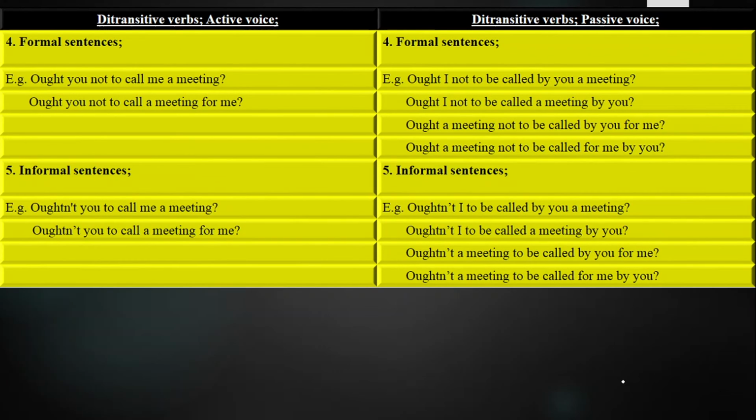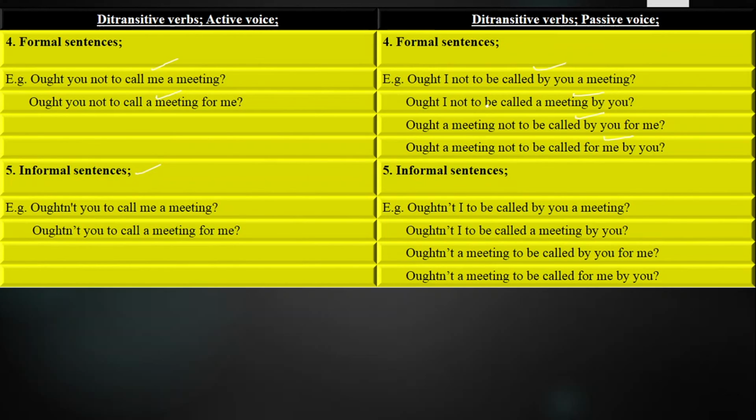Next we have the formal sentences. Those sentences in which we ask a question, deny the statement, and we ask them in a formal way. Ought you not to call me a meeting? Ought you not to call a meeting for me? Ought I not to be called by you a meeting? Ought I not to be called a meeting by you? Ought a meeting not to be called by you for me, and ought a meeting not to be called for me by you?